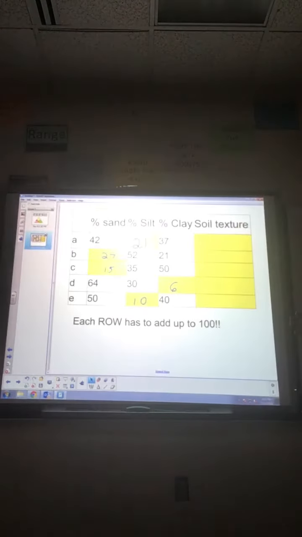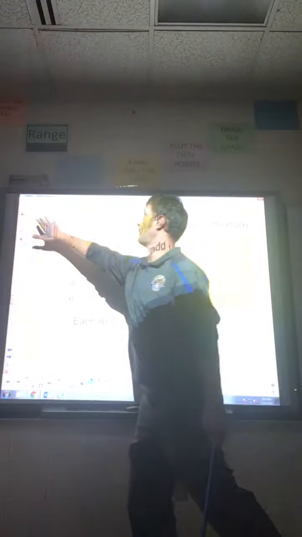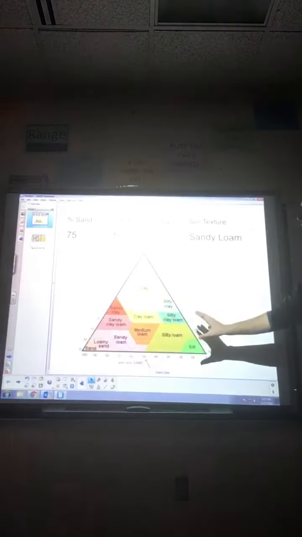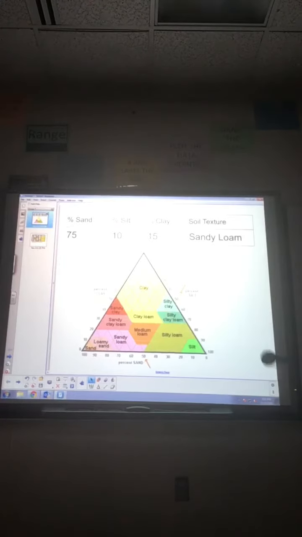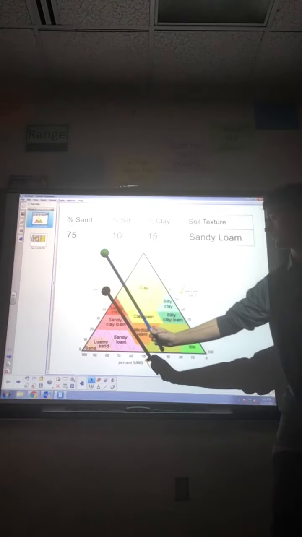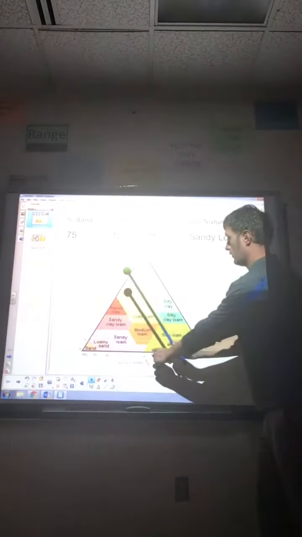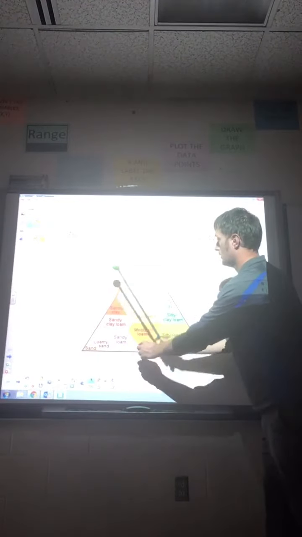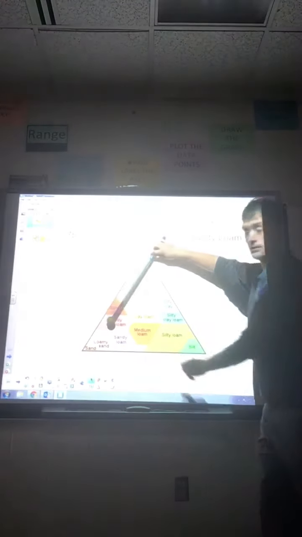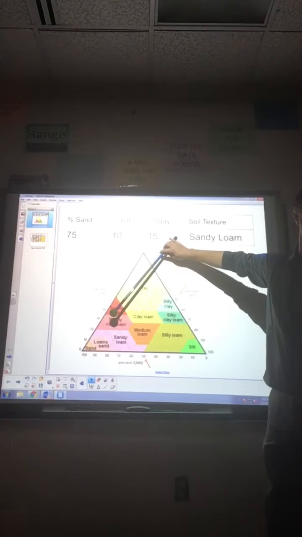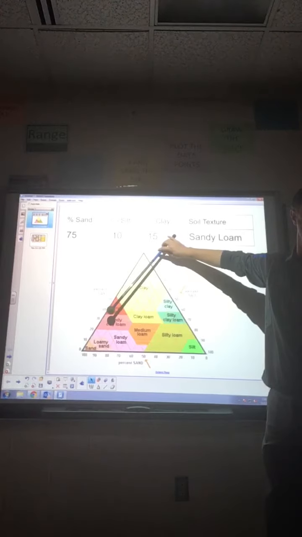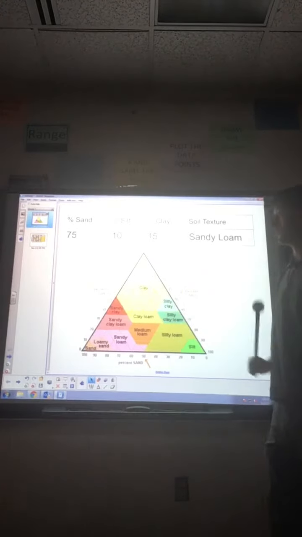So once I get the table completed, now I need to figure out the soil texture. To figure out the soil texture, I'm going to go back to the soil triangle, and I'll use the numbers. So I had 42%, and then I had 10%, so 42 is going here, 10's going there, and I also had 27, so that's going to be there.